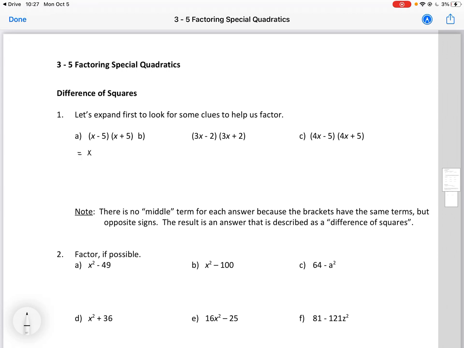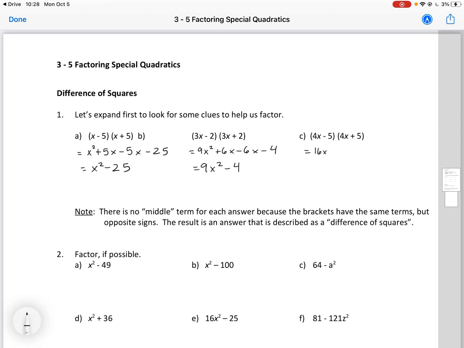So first, outer, inner, last is going to give us x squared plus 5x minus 5x minus 25, which is going to give us x squared minus 25 when we simplify. Interesting. Let's look at another example. 3x times 3x gives us 9x squared plus 6x minus 6x minus 4. Simplifies again to two terms, 9x squared minus 4. Both are perfect squares.